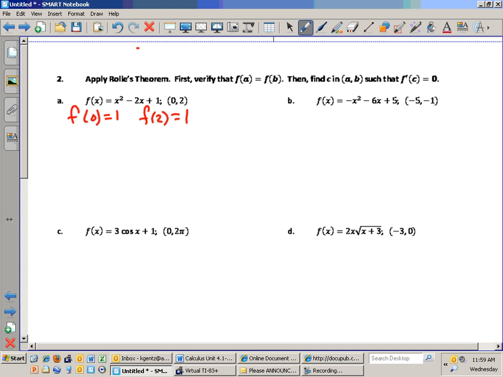So we want to take the derivative of this. F prime of x is equal to what? 2x minus 2, and we'll set that equal to 0. So 2x is equal to 2. Divide by 2, x is equal to 1. So it claims that 1 is the point at which the derivative is equal to 0.